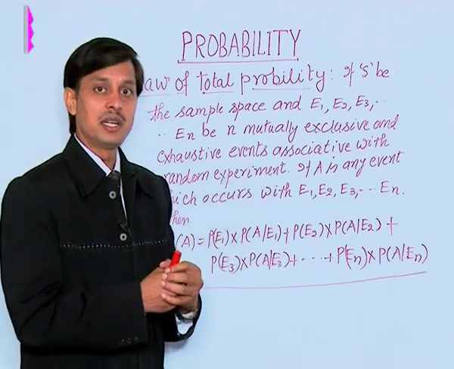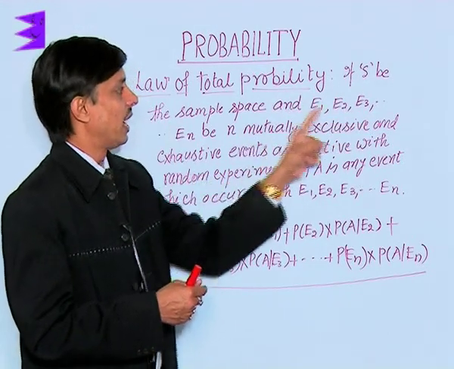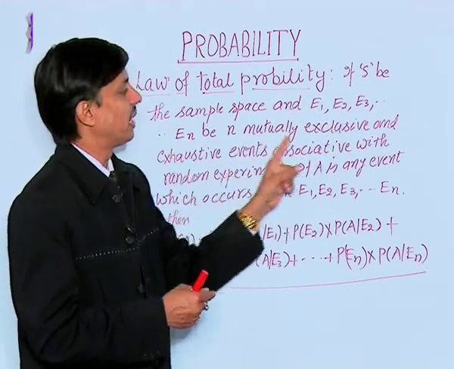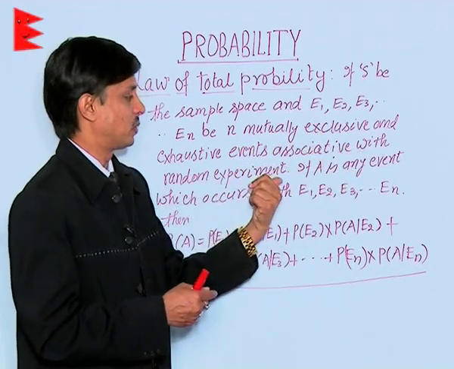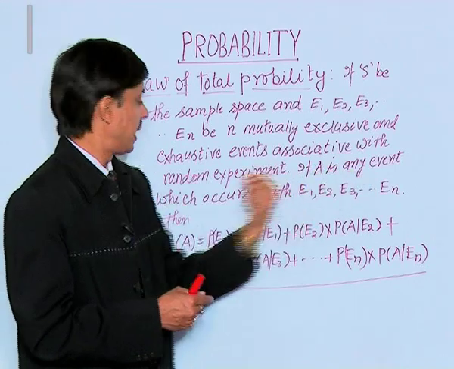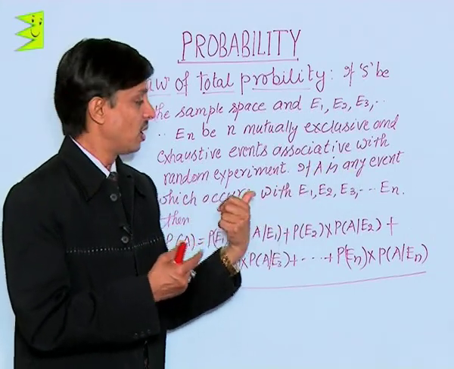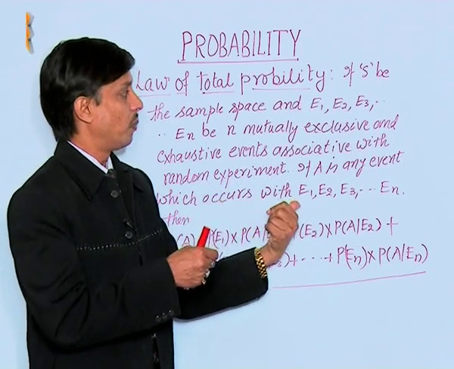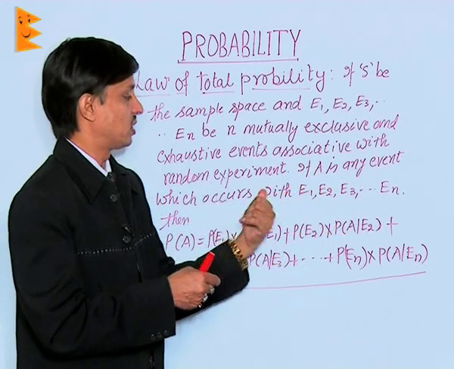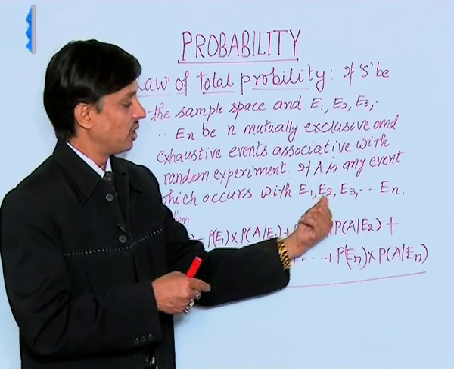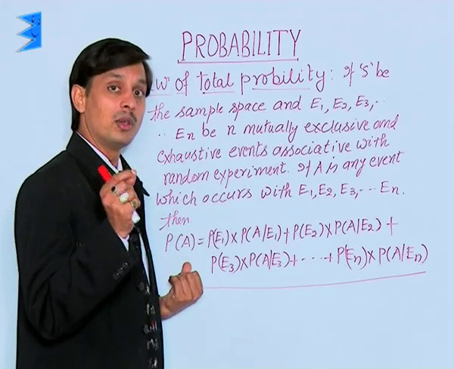I want to discuss in detail what the law of total probability is. Let S be the sample space and E1, E2, E3, ..., En be the n mutually exclusive and exhaustive events associated with some random experiment. If A is any event, a separate event A which may be connected with any of the events E1, E2, E3, or you can say it is connected with every one of E1, E2, E3, ..., En, then how do we get the probability of A?